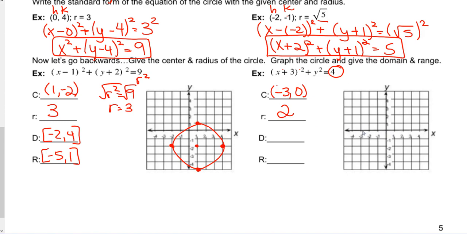So let's go out to negative 3, 0. There's my center. Let's go north, east, south, and west by 2 to figure out where that circle's going to lie. I'm going to graph that circle. Sketch it around there. And now I'm going to use that visual to determine my domain and my range. So we go from negative 5 to negative 1 on our domain.